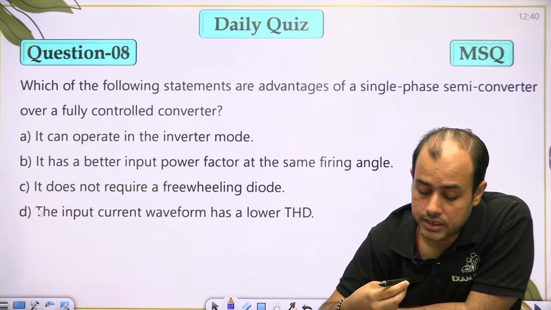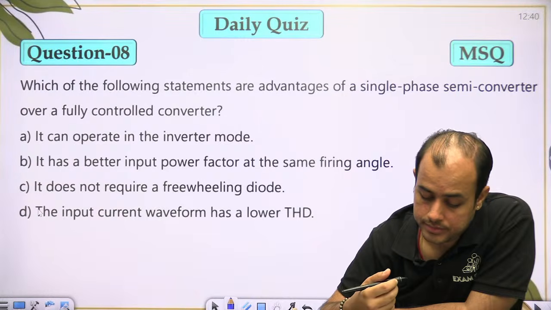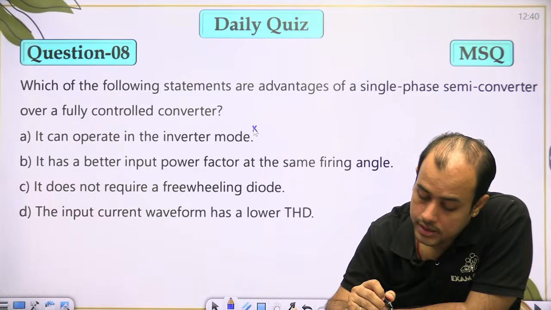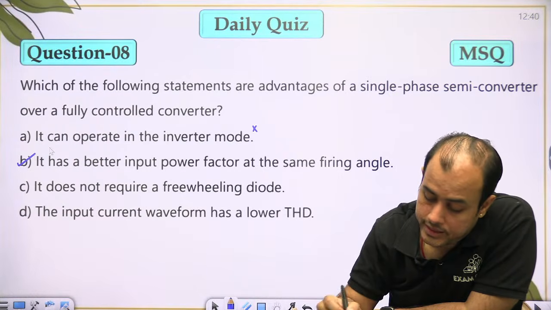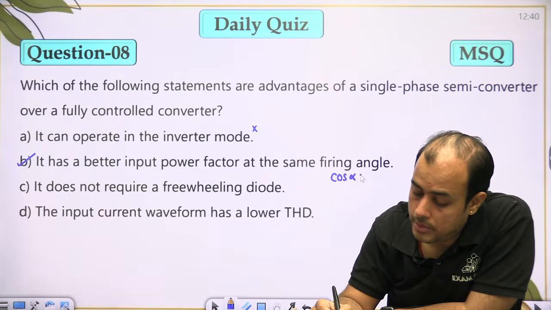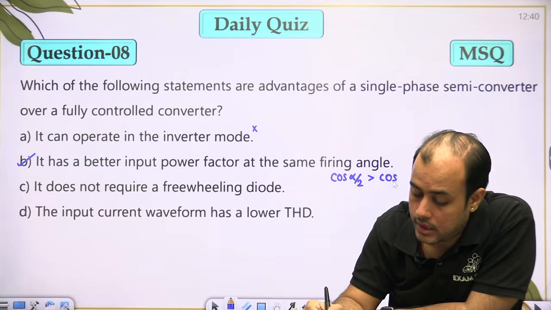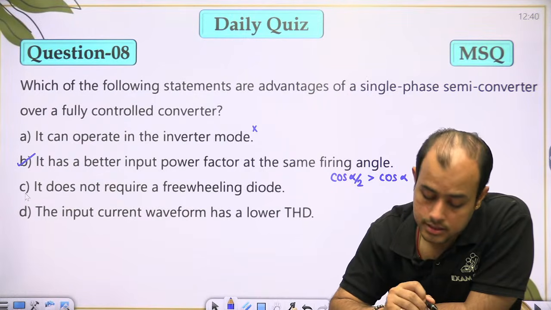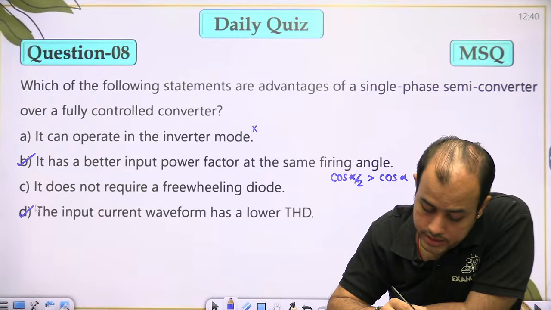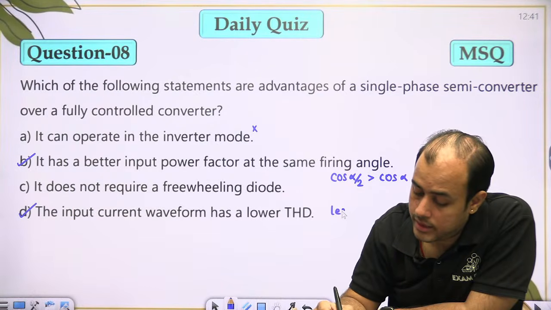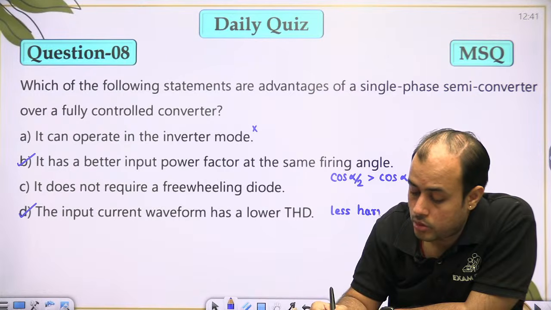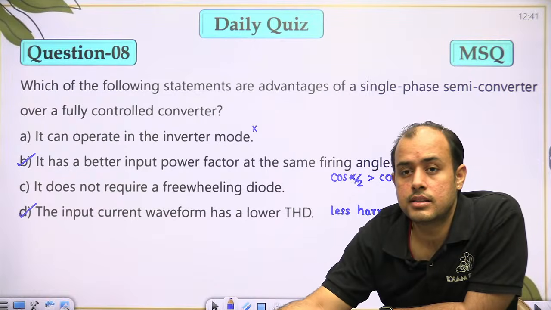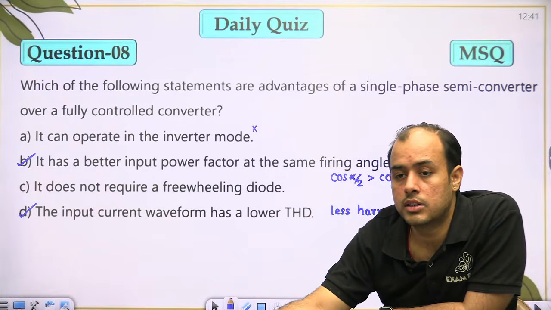Which of the following statements are advantages of single phase semi converter over a fully controlled converter? It can operate in inverter mode. No. It has better input power factor. Yes, cos alpha by 2 is better than cos alpha. It does not require freewheeling diode. Okay. The input has lower THD. Yes, less harmonics. Full converter के मुकाबले less harmonics. freewheeling diode तो full converter में भी नहीं चाहिए.